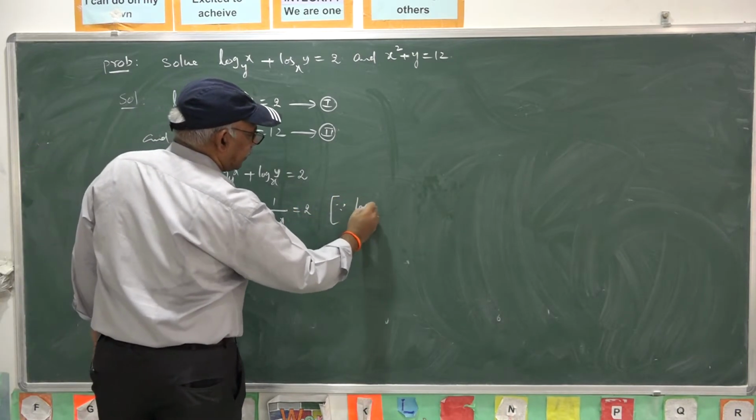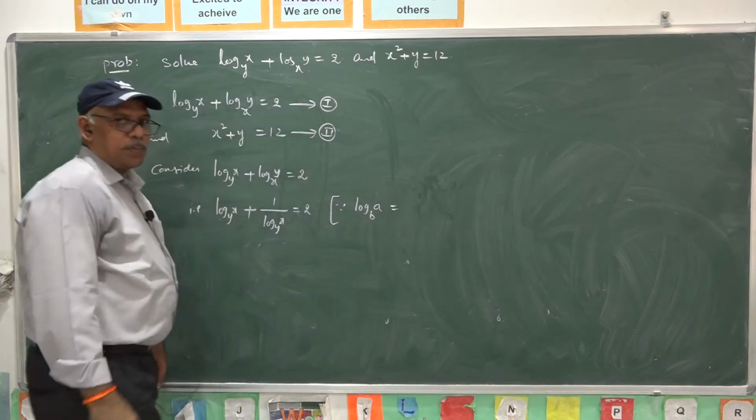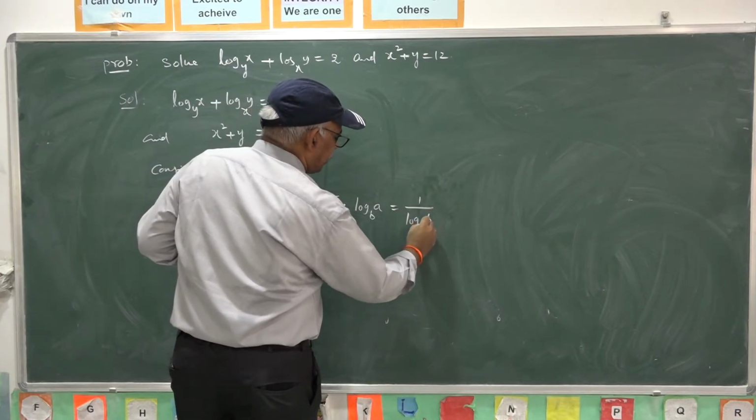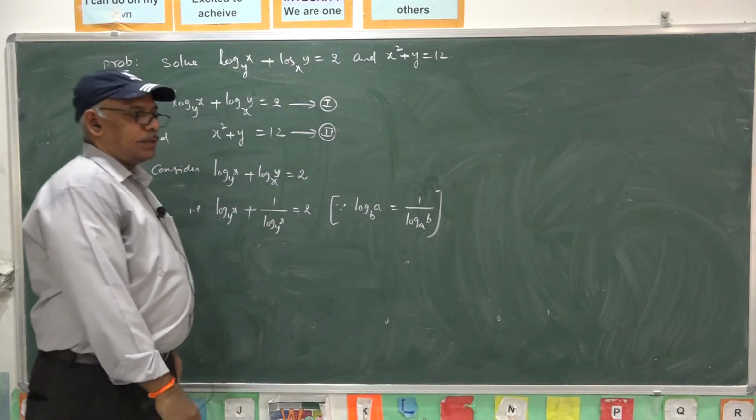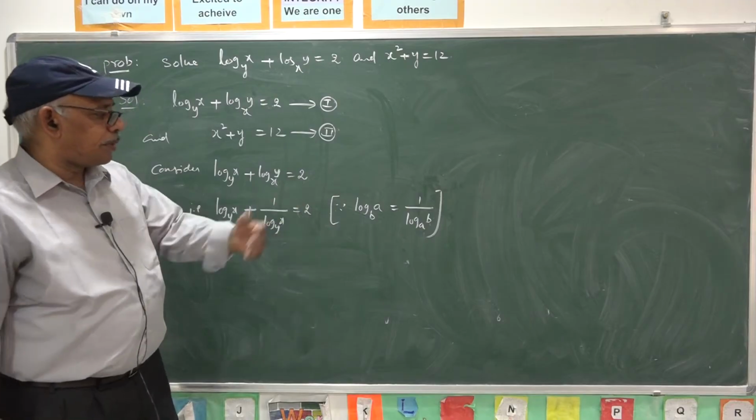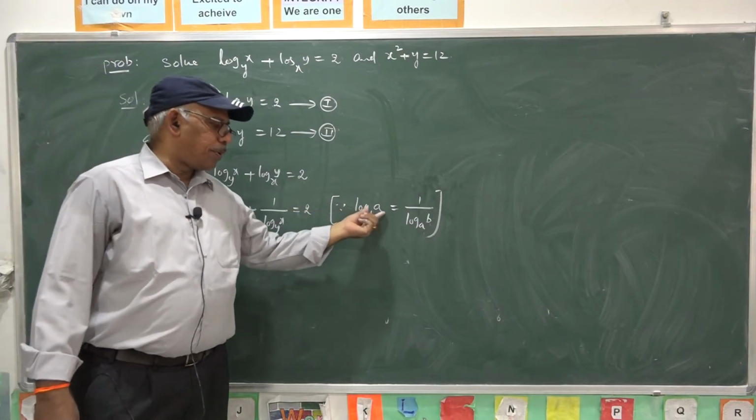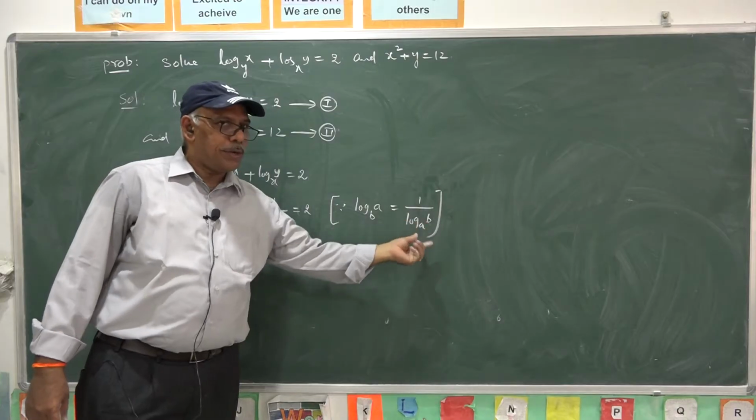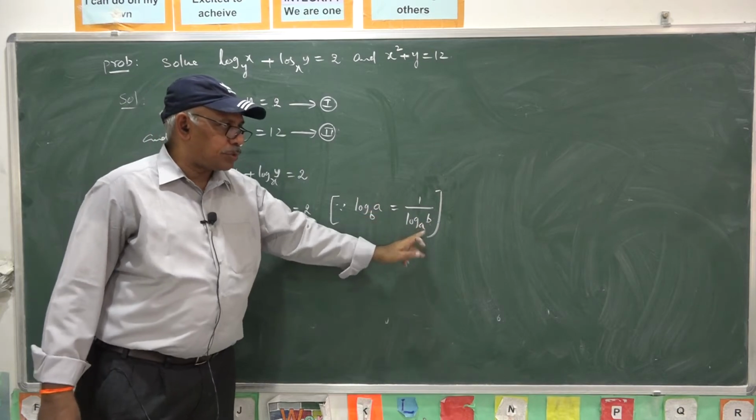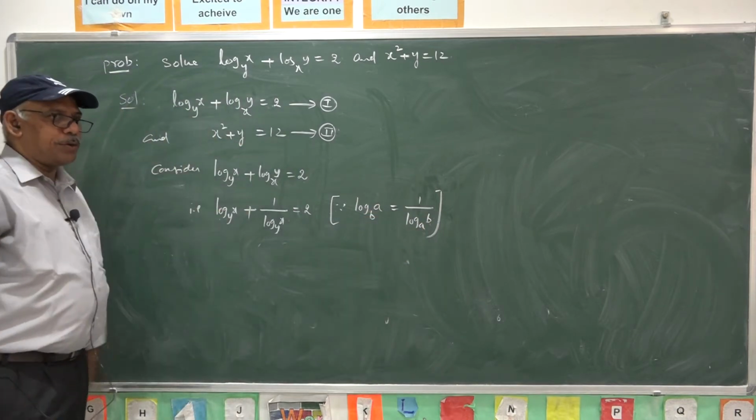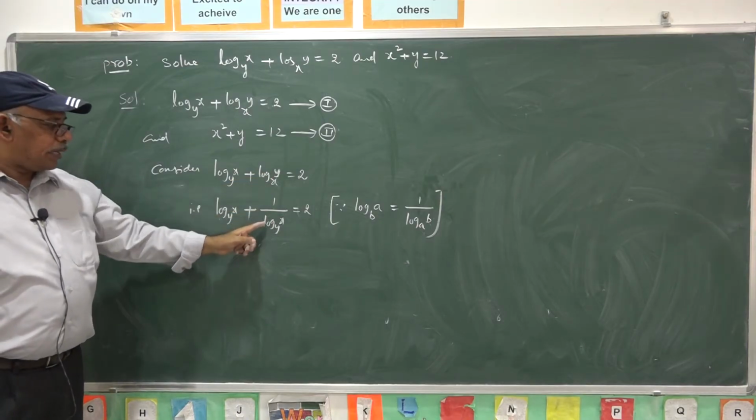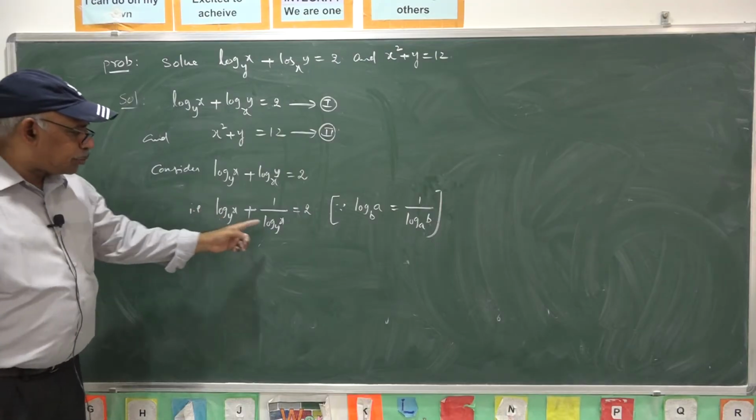Since from the logarithm, log a to the base b is known as 1 by log b to the base a. This is the property of the logarithms. Already I thought that you are familiar with these logarithms. Log a to the base b equal to 1 by log b to the base a. Once you interchange, that comes to the denominator. Based on that property, log y to the base x is written as 1 by log x to the base y. Now these two terms are the same.